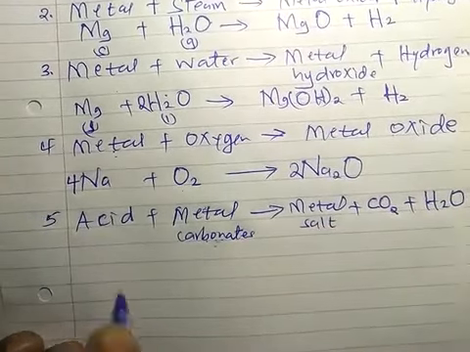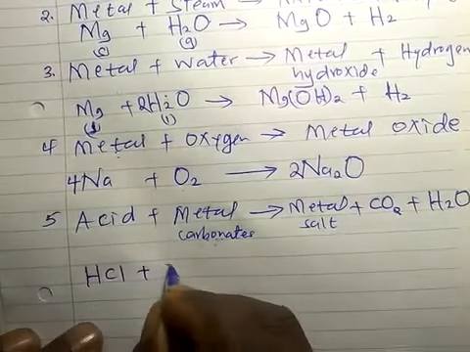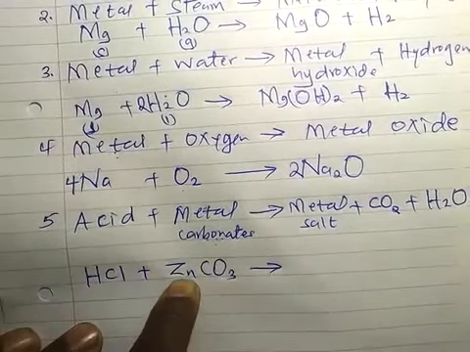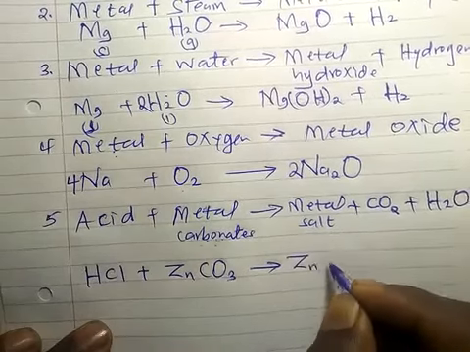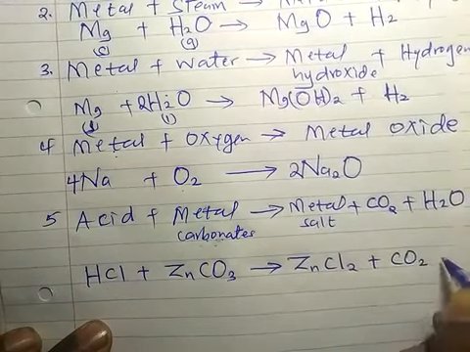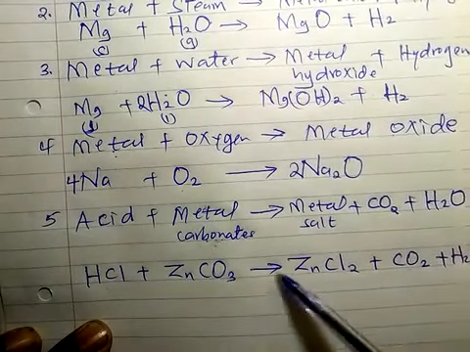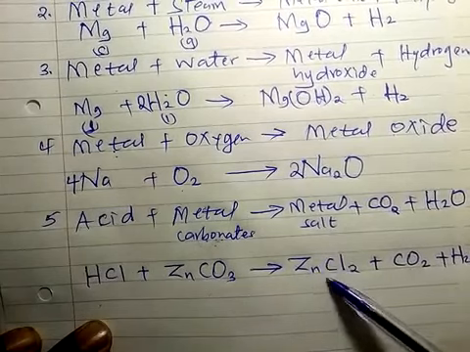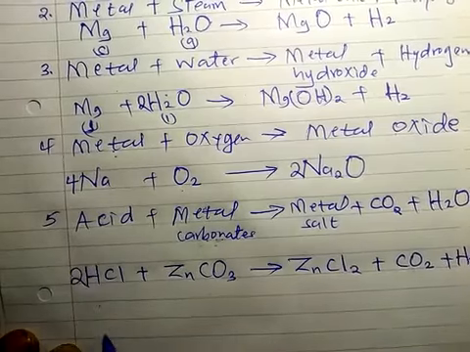For example, acid, let me use HCl plus zinc carbonate. It will form zinc chloride, because the chloride will come from here. It will form zinc chloride plus CO2 plus water. So as you can see, this one is permanent. Any carbonate with an acid will form this. The only difference will be on the salt side. So we will put 2 here to balance the equation.